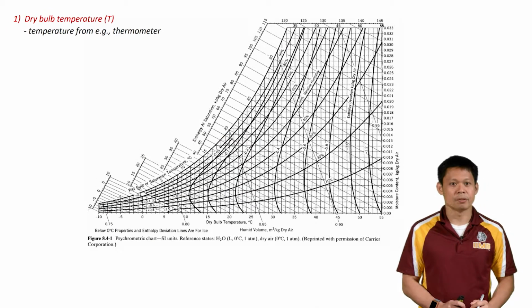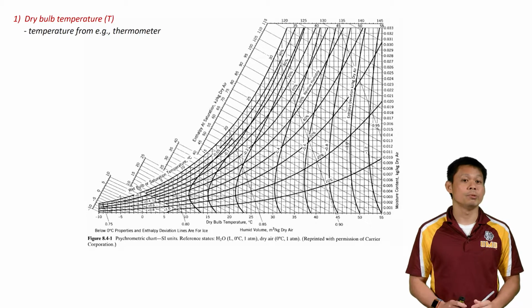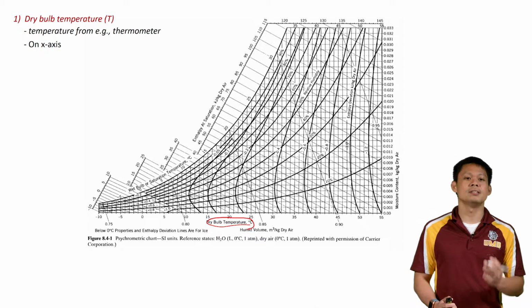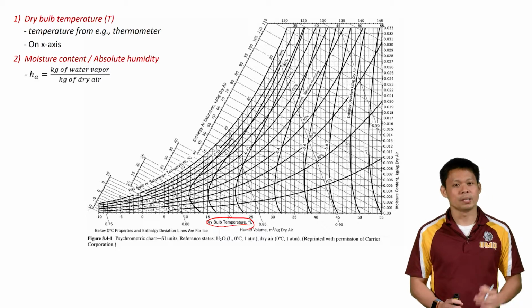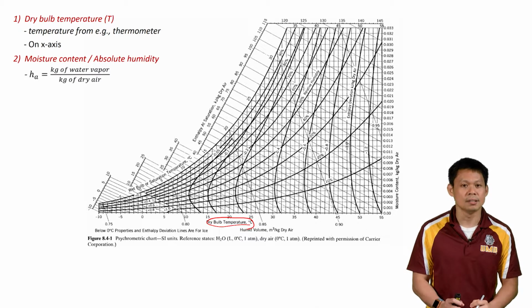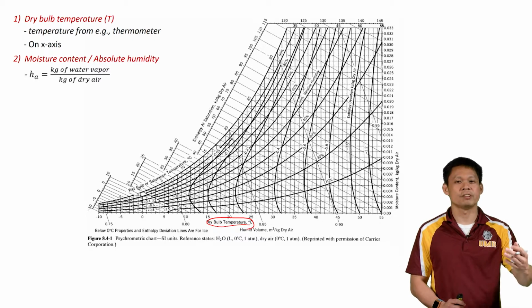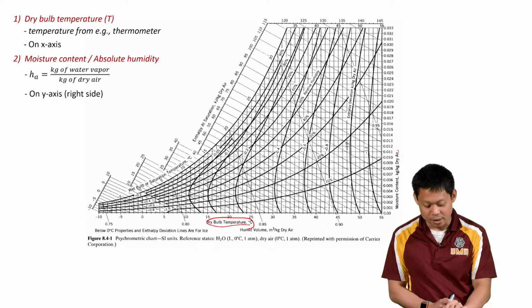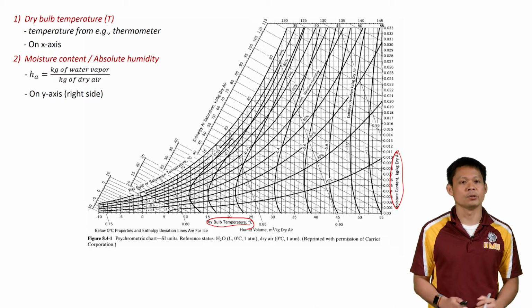This is our figure 8.4-1. Let's start with our first variable, the dry bulb temperature, the temperature that we read from a simple thermometer that we have in the room. This is essentially what's on the x-axis. So right here you can see the dry bulb temperature. That's easy, that's our x-axis. The second one we see is the moisture content or absolute humidity. We came across the concept of absolute humidity back in chapter 6, and we saw that the definition of absolute humidity is the mass of water vapor over the mass of dry air, and on this plot, that is on the y-axis right here, kilogram per kilogram of dry air. So that's our moisture content or absolute humidity.